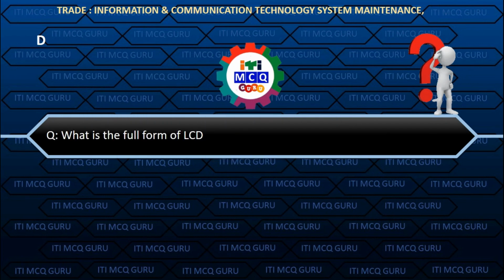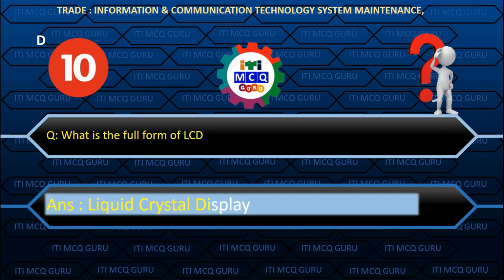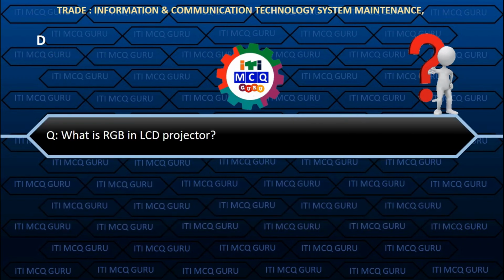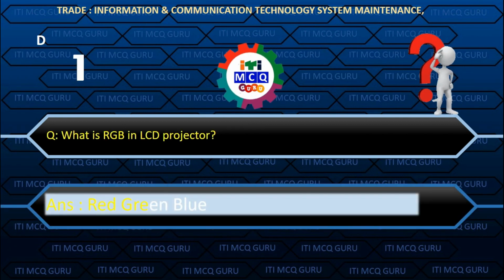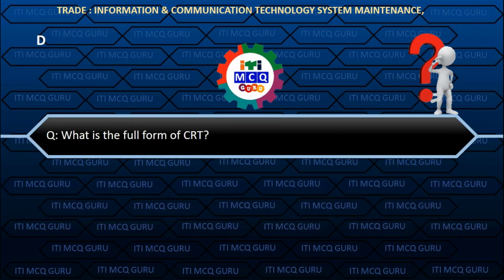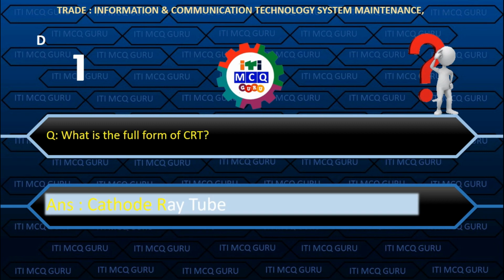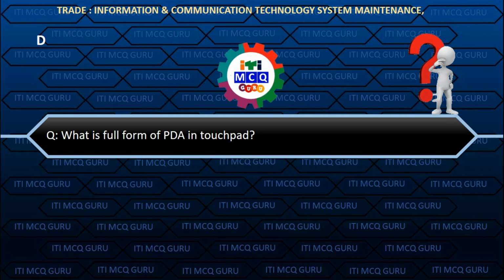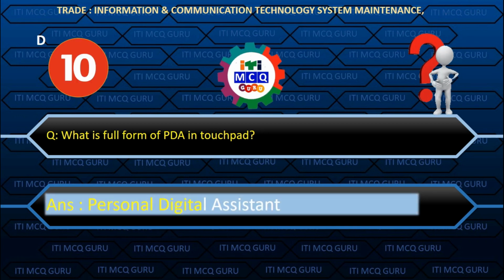What is the full form of LCD? Answer is Liquid Crystal Display. What is RGB in LCD projector? Answer is red, green, blue. What is the full form of CRT? Answer is cathode ray tube. What is the full form of PDA in touchpad? Answer is Personal Digital Assistant.